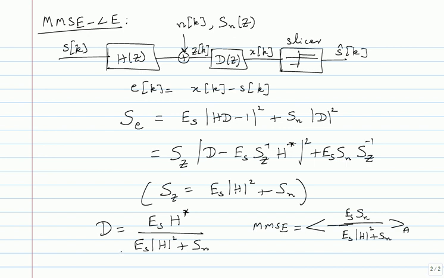Previously, when we did zero forcing, if you look at this expression, what happened to the mean square error? The first term became 0. In zero forcing, what was the choice for D? 1 by H. The first term became 0, and the second term contributed to the mean square error. As we did the analysis, it's clear that that may not be the optimal choice for D for minimizing the total mean square error.